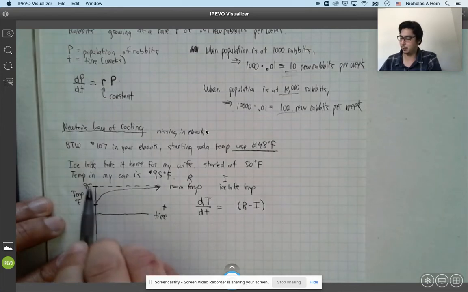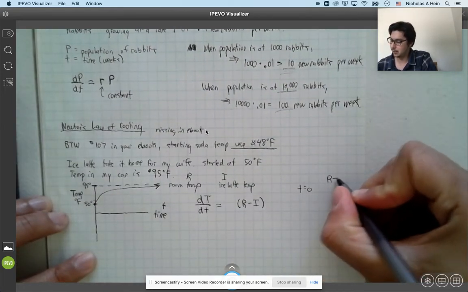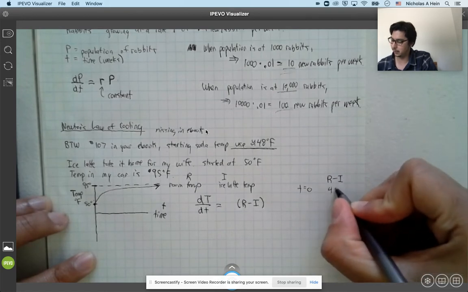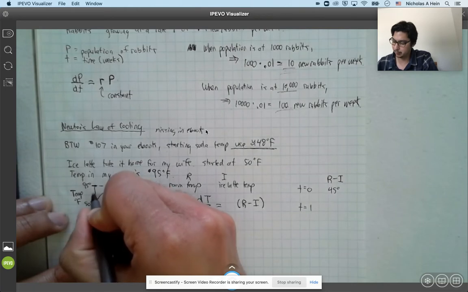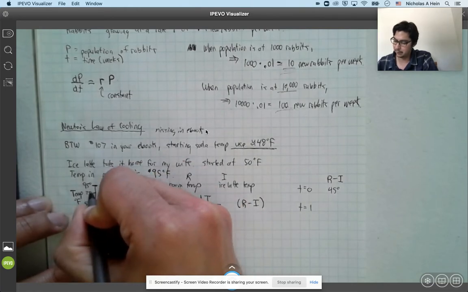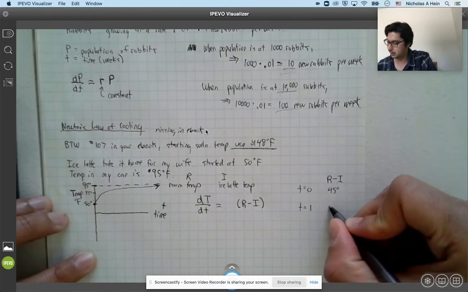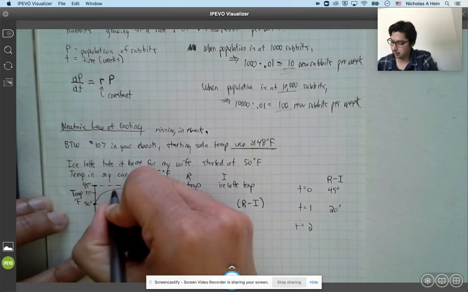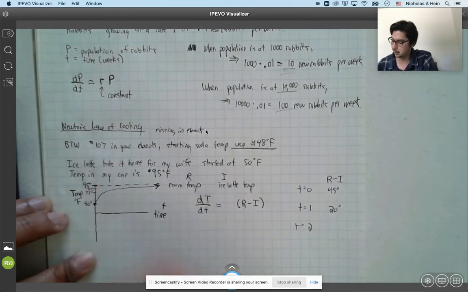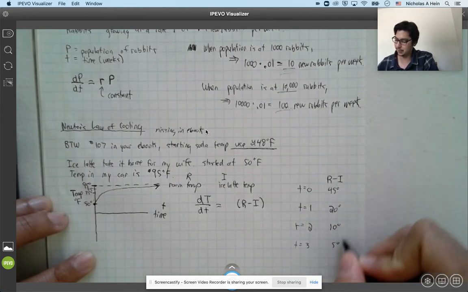Right? If the difference between them, like say, at t equals 0, the difference between them was 45 degrees. Well, at t equals 1, it's going to speed up a little bit. Maybe it'll be at 75 already. So at t equals 1, then it would be a difference of 20 degrees. And at t equals 2, well, now it's maybe at 85. Well, then it's a difference of 10 degrees. And at t equals 3, it'd be a difference of 5 degrees. But it's going to keep getting smaller and smaller and smaller.